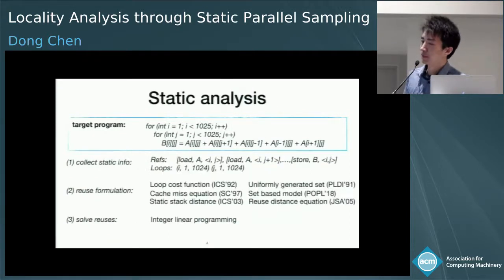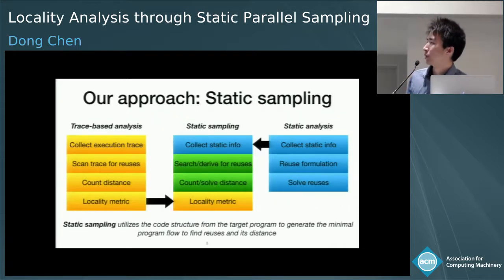The other method is static analysis, which collects static information, such as the subscript expressions for the indexes of the references, or the induction variables and the lower and upper bounds for the loops. With this information, mathematical formulations for reuses are often built, either to derive the cache line usage, the cache misses, or the reuse distance. To solve these equations, integer linear programming may be needed. So trace-based analysis requires running the program, and static analysis is currently restricted to linear, affine expressions.